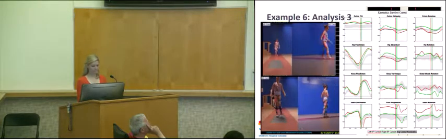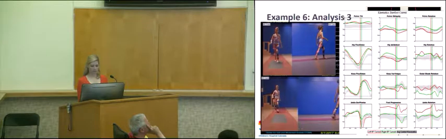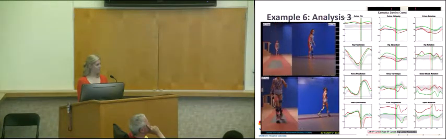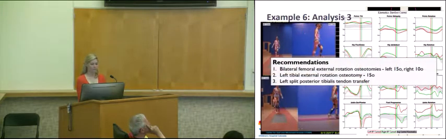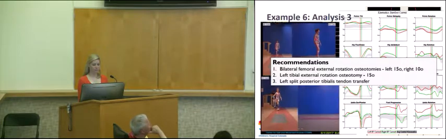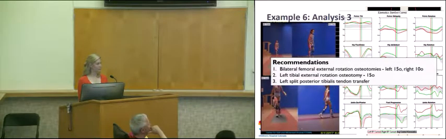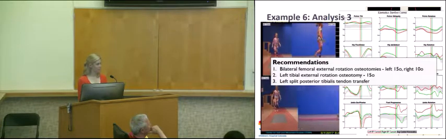So now she's 10, and so I think we recommended to do osteotomies of her femurs to turn them out, turn her left tibia out, turn her right tibia in, and do a split posterior tib tendon transfer. I think this is the end of this story because the surgery is scheduled but hasn't been done yet.